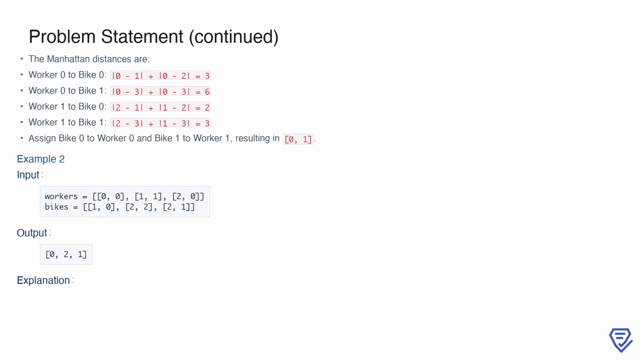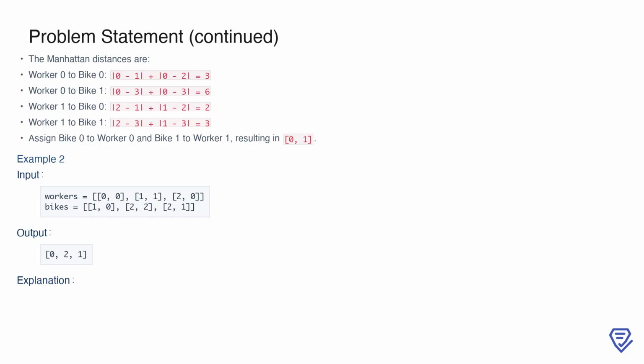To calculate the Manhattan distances, we evaluate each worker-bike pair. For worker 0, the distance to bike 0 is |0-1| + |0-2| = 3, and the distance to bike 1 is |0-3| + |0-3| = 6. For worker 1, the distance to bike 0 is |2-1| + |1-2| = 2, and the distance to bike 1 is |2-3| + |1-3| = 3. Based on these distances, worker 0 is assigned to bike 0 because it has the smallest distance of 3, and worker 1 is assigned to bike 1 because it minimizes the distance for the remaining worker. This results in the output [0, 1].